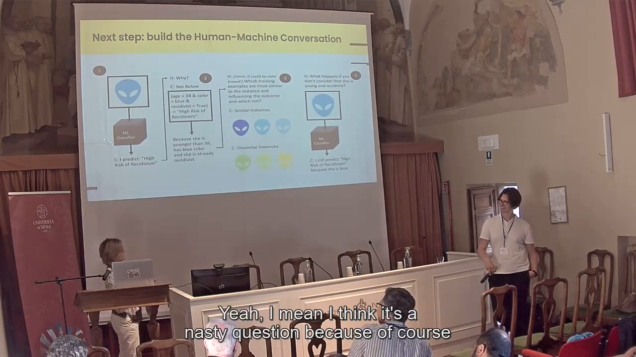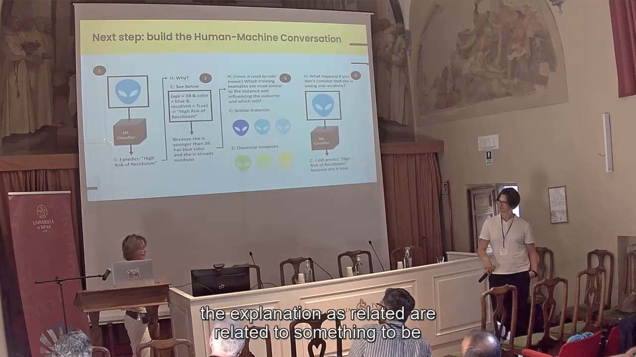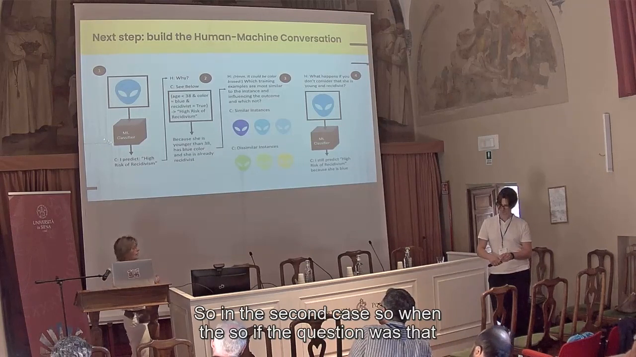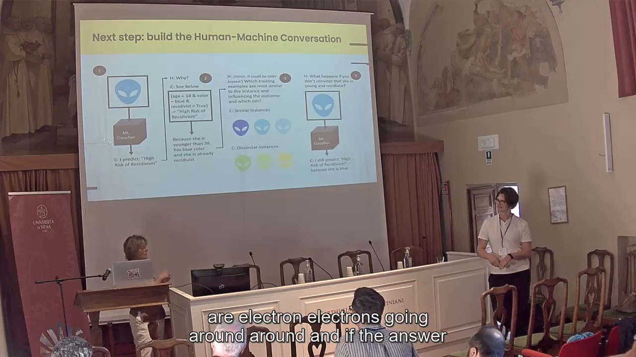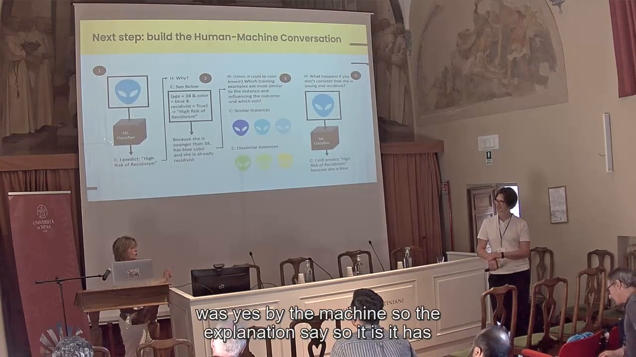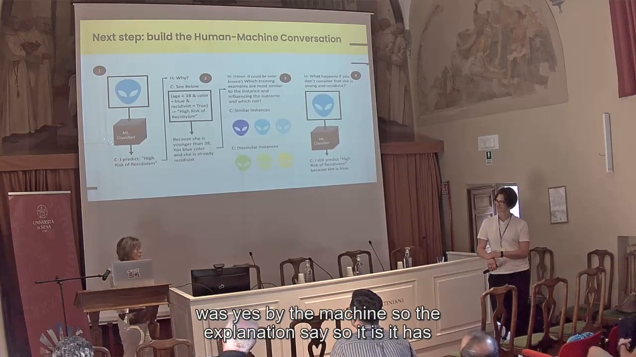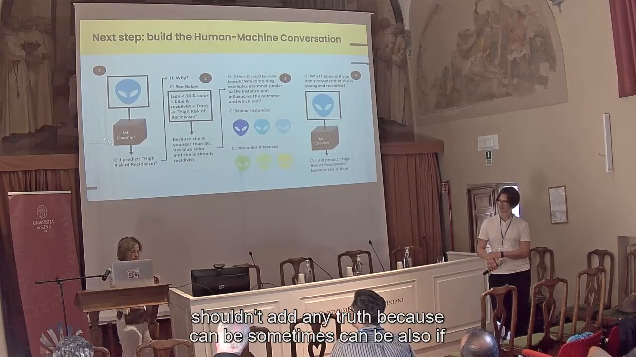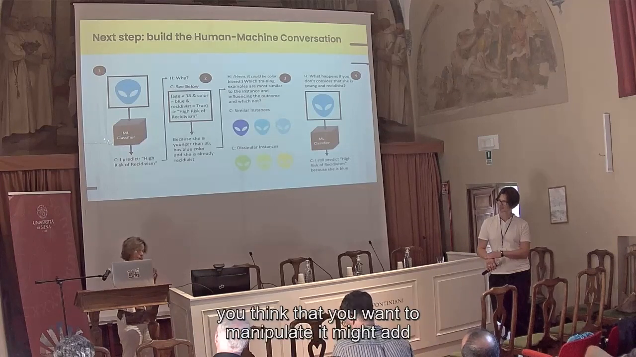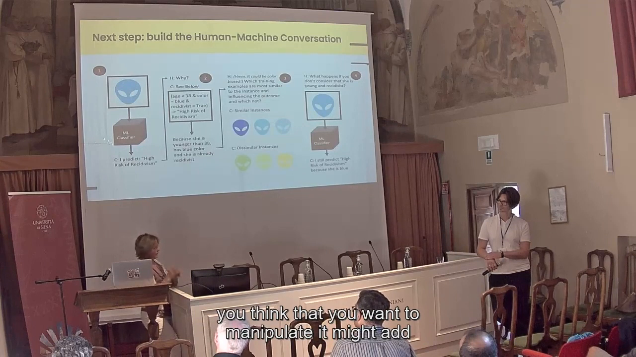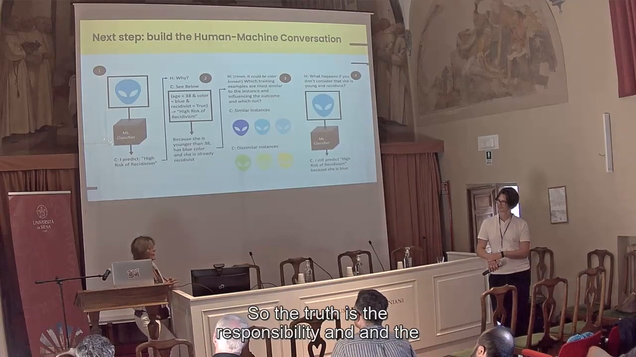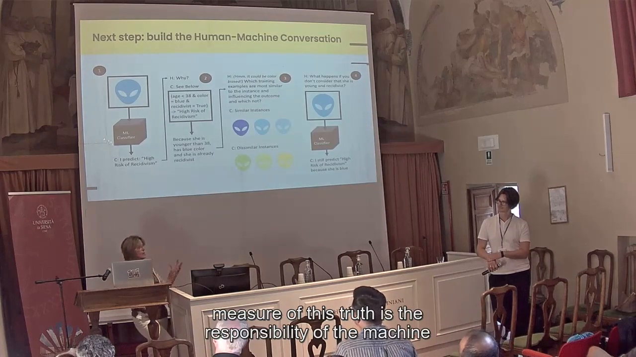Yeah, I think it's a nasty question, because of course the explanation is related to something to be explained, which is some method that has said something. So if the question was whether electrons are going around, and the answer was yes from the machine, the explanation doesn't add any truth, or at least shouldn't. Because if you want to manipulate, it might add something. But explanation shouldn't add anything. So the truth, and the measure of this truth, is the responsibility of the machine learning methods.